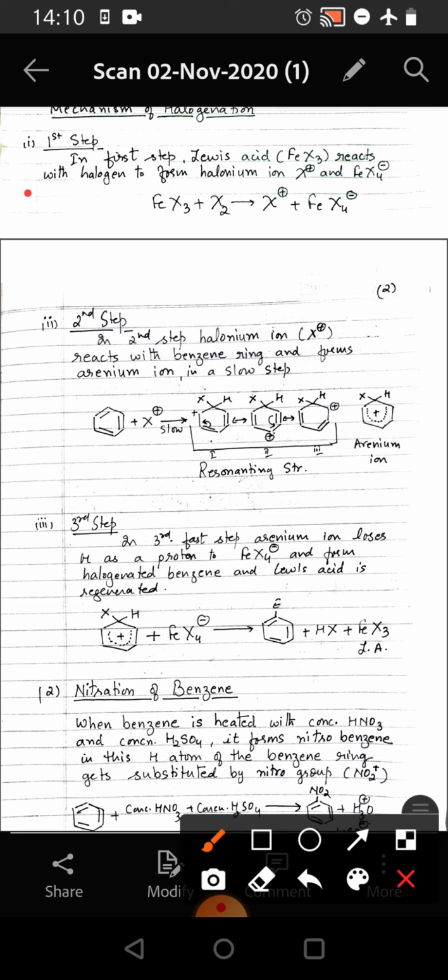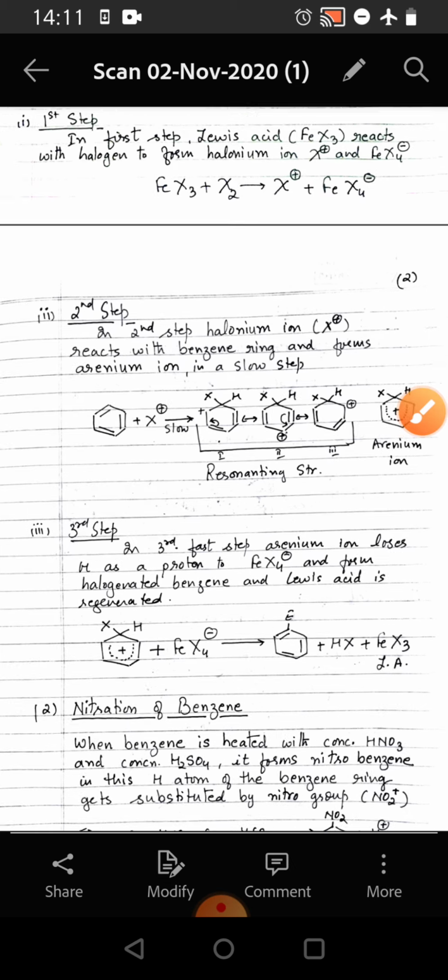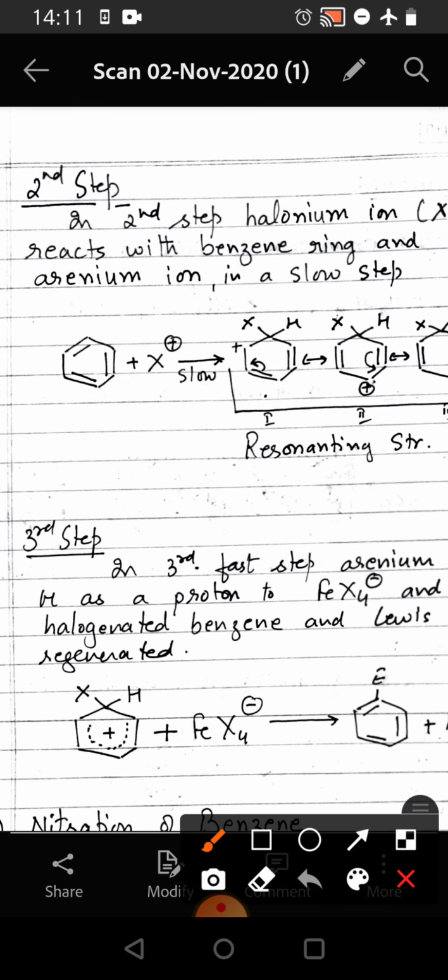In the first step, Lewis acid FeX3 reacts with halogen to form halonium ion and FeX4 minus. In the second step, the halonium ion formed in the first step reacts with benzene ring and forms arenium ion. So we see that when benzene reacts with halonium ion, then this double bond of the benzene between the carbon and the carbon moves out of the benzene ring and forms a covalent bond with halonium ion, developing a positive charge on one of the carbon atoms.